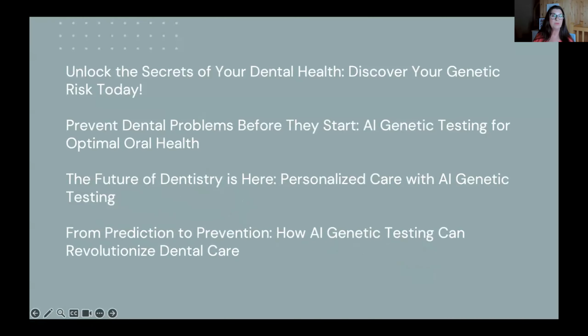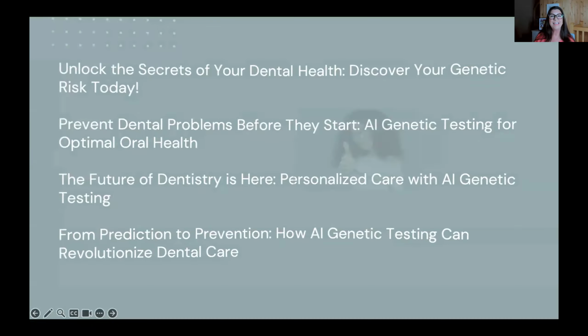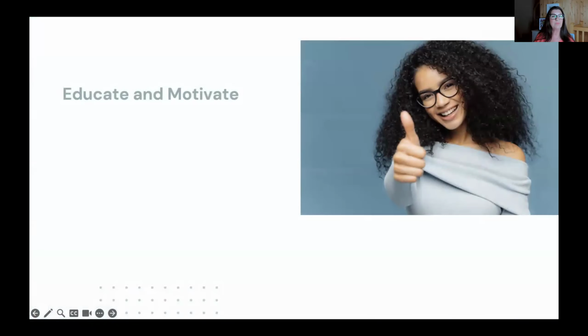From prediction to prevention, how AI genetic testing can revolutionize dental care. You see, these headlines will capture attention, highlighting the innovation and benefits of AI genetic testing and positioning it as a must-have service. Once you've captivated your audience, now is the time to educate and motivate them to want to learn more.